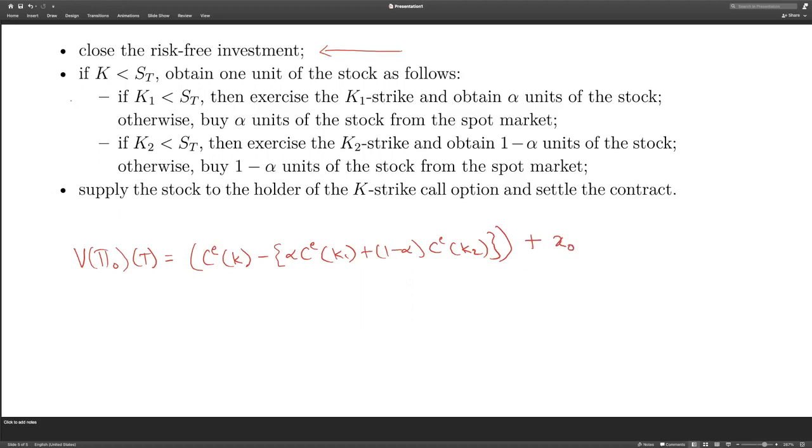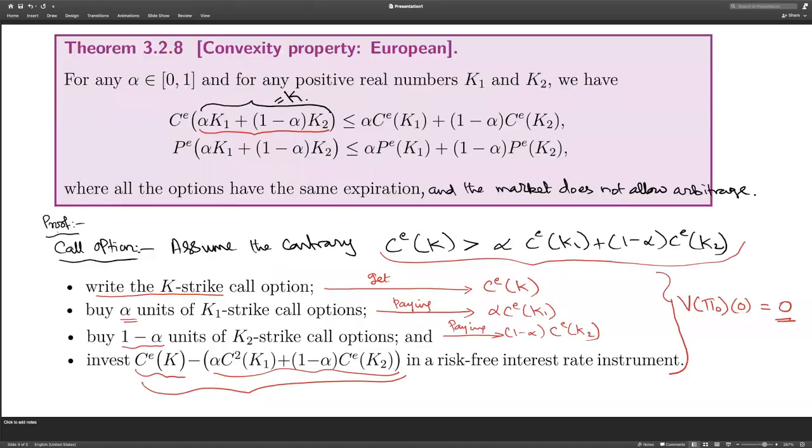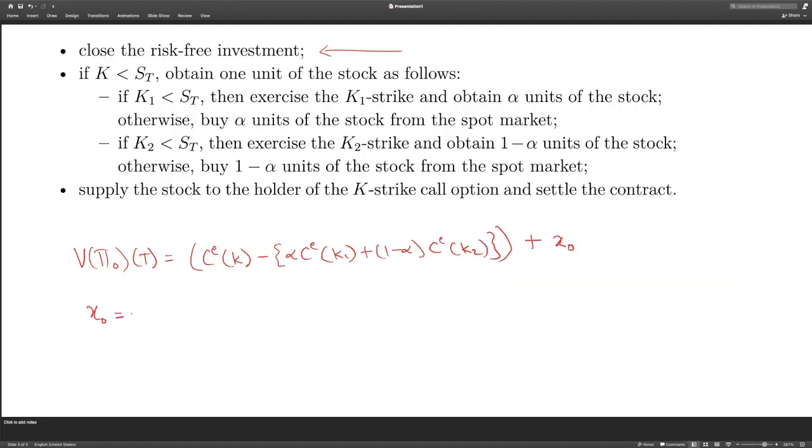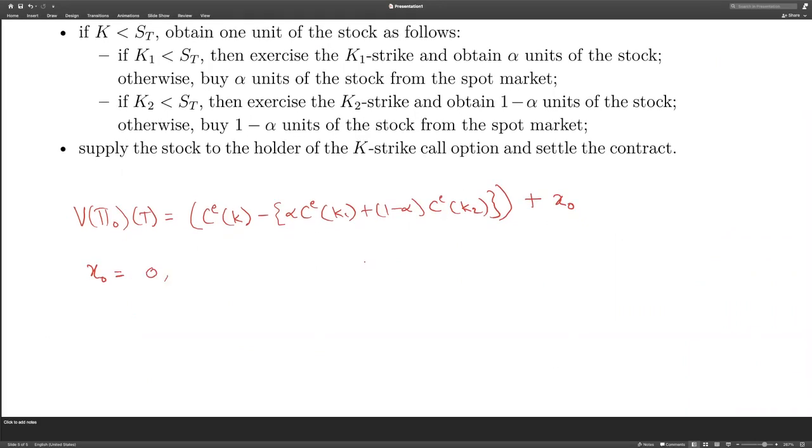Let us see what they are. If you recall, you have short a K strike call option, right? Therefore, your X naught will be 0 if your strike price K is greater than or equal to ST. Recall, you have written a call option with strike K. If K is greater than ST, then your corresponding holder will never prefer to exercise that option. Therefore, the option will expire without exercising, and so you can take X naught to be therefore 0.